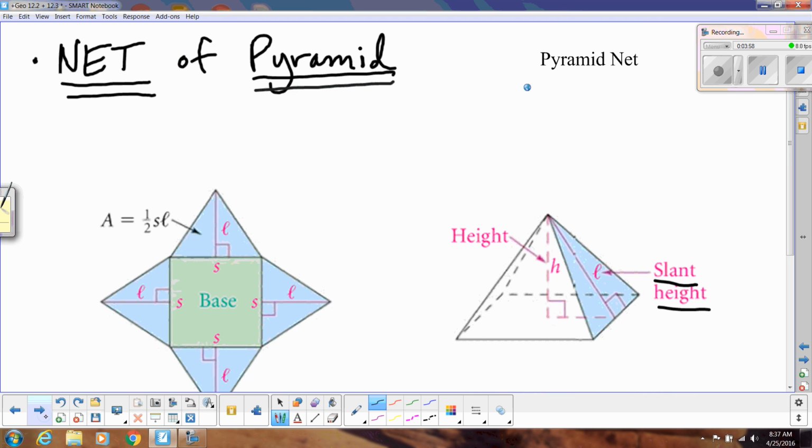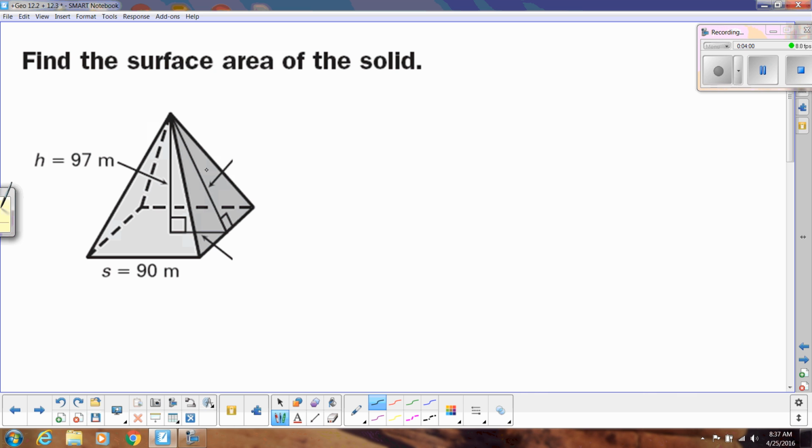So let's do an example. So here I have a pyramid. I know it's a pyramid because I have a single base and it comes to a point up here. So I'm first going to identify the shape of the base. The shape of the base is this square.